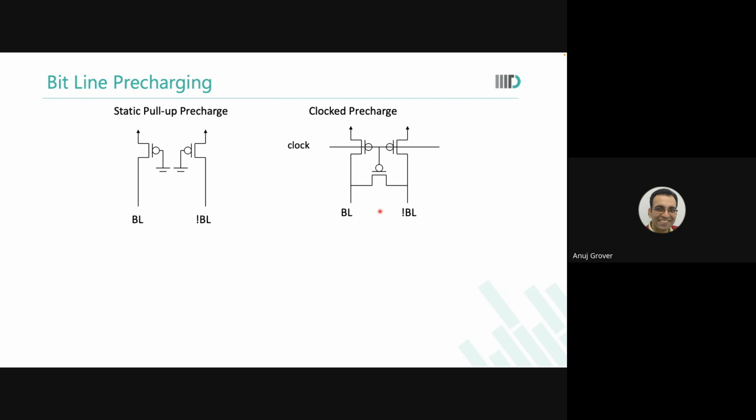Suppose in the previous cycle, I had read a 0. So my bit line had discharged and my bit line bar had remained at VDD. Now, after the precharge closes, the one which was at VDD was at VDD already, but you have to close the precharge somewhere.